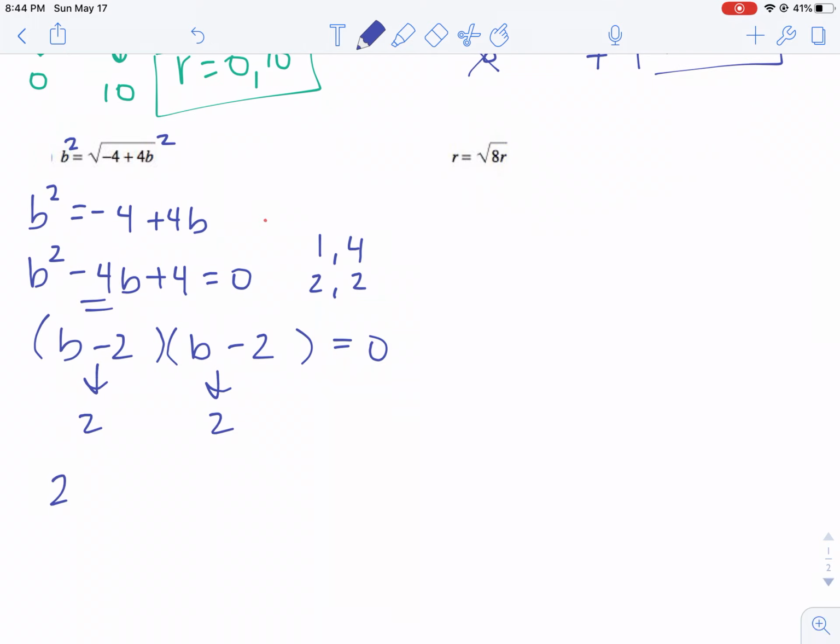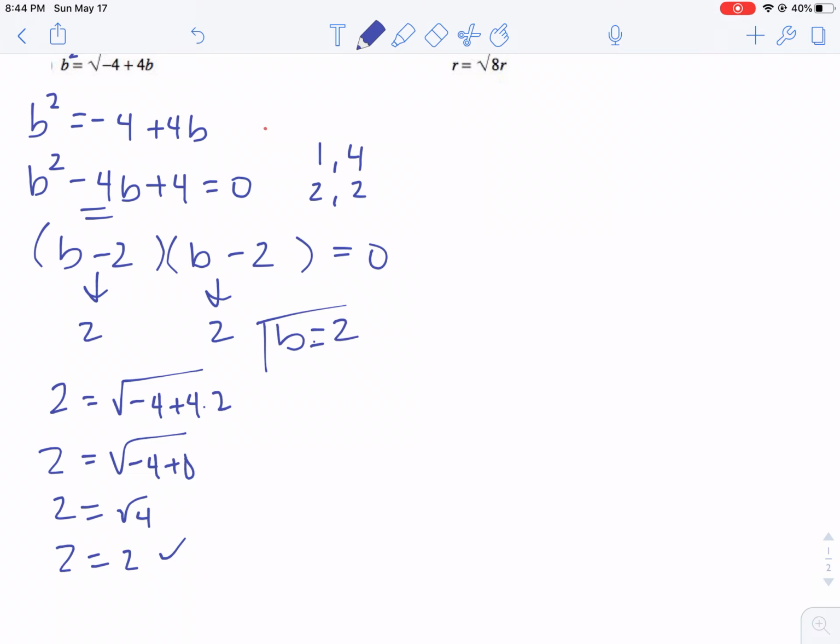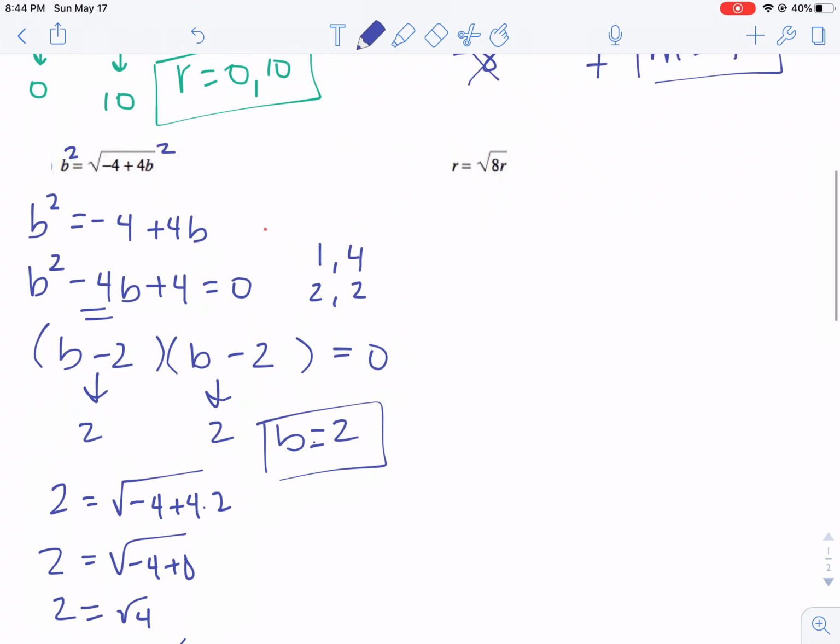We want to check that with our original equation. So we'd have 2 equals the square root of negative 4 plus 4 times 2. So this would be negative 4 plus 8, which is the square root of 4, which is 2. So that checks out. So we get one solution, that b is 2.